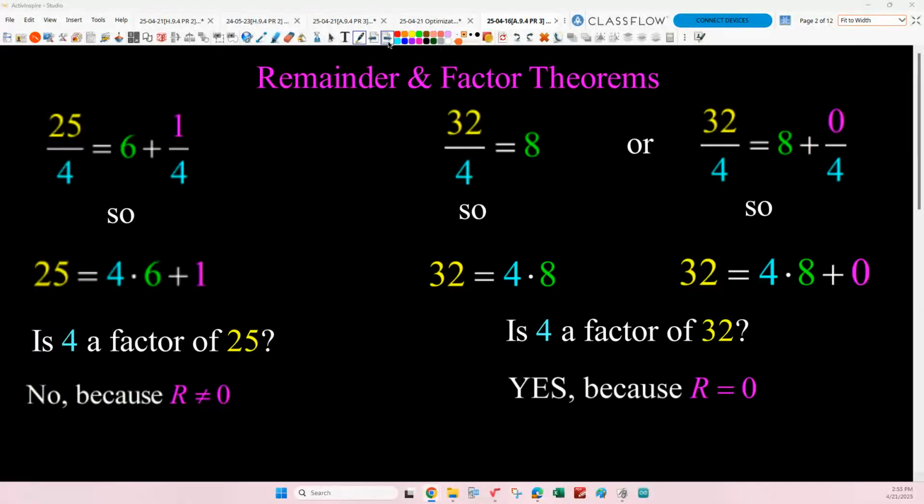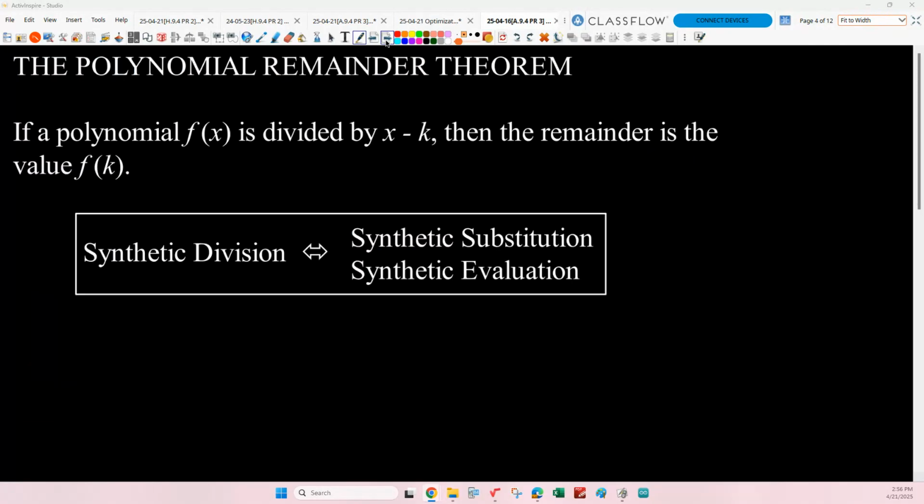This next slide just talks about, you guys did this, right? Okay. We'll skip this one. So if we go over the remainder theorem, that's just when you plug in some x value, the remainder is the output. Does that ring a bell? Okay. And you can use synthetic division because that's how you found the remainder, which is just synthetic substitution and synthetic evaluation.